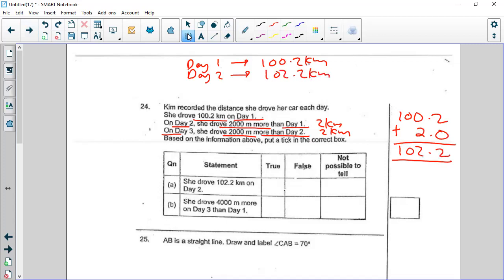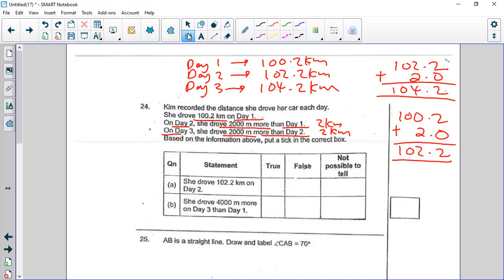And then day 3, she drove another 2 kilometer more. So day 3 will be 102.2 plus 2.0, and not 0.2. And that will be 104.2. So day 3 is 104.2 kilometer. Can we answer already? So part A, she drove 102.2 kilometer on day 2. The answer is true.